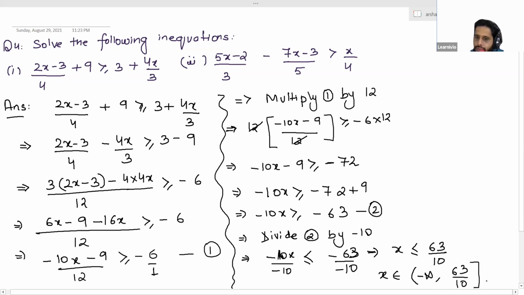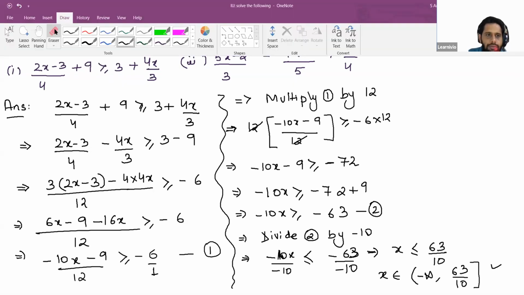We will include this one. Okay, Rishan, infinity is never included. And we write in this form because minus infinite to 63 by 10. So first we will write minus infinite, then the next one. Okay, Rishan? Okay, very good. Iram, this is okay. This clear? Yes. Okay. Joan, this clear? Yes, sir. Okay, very good.